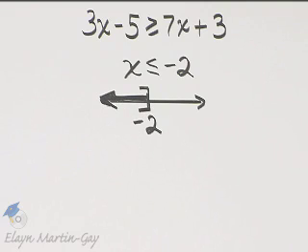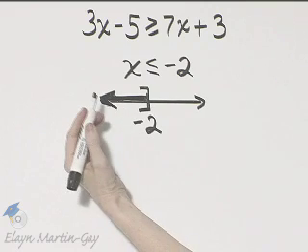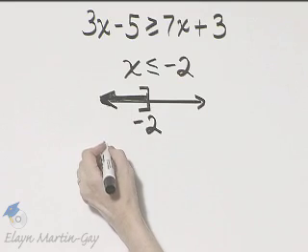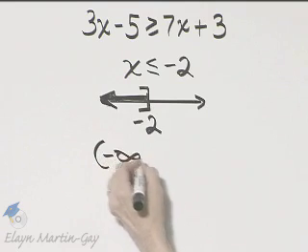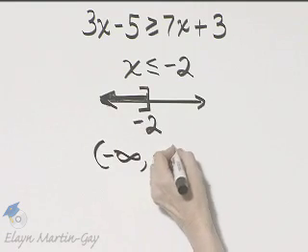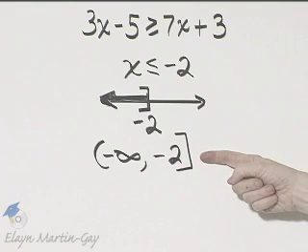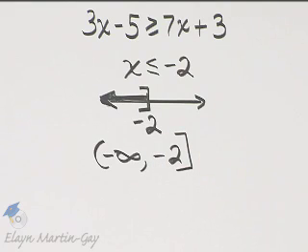Now let's write it using interval notation. If you'll just follow the shading from left to right, you'll be fine. That's negative infinity, and I'm shading all the way to negative 2, bracket. There's my solution. There it is written in interval notation, and there it is graphed.